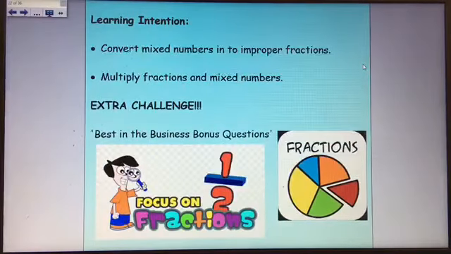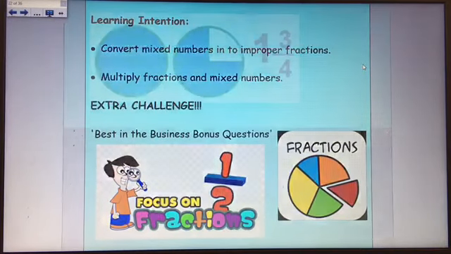Okay, so today's learning intention is to convert mixed numbers into improper fractions and vice versa, and to multiply fractions and mixed numbers. And of course, as always, there is the best in the business bonus questions where they get super tricky at the end.